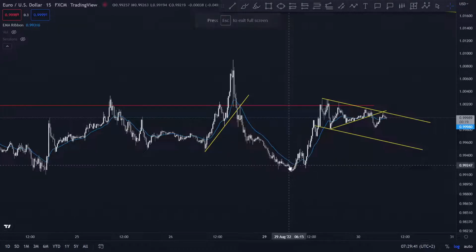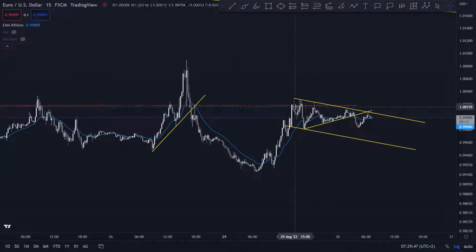Yesterday I tried to short the market down here. I got stopped out. I tried to short back again here, and then I had my position. I had my stop loss at break even and I got stopped out at break even.